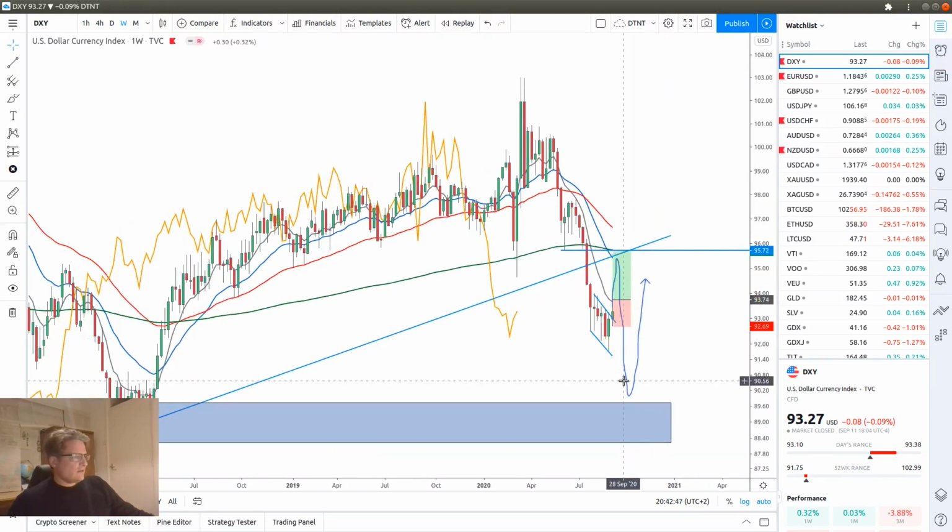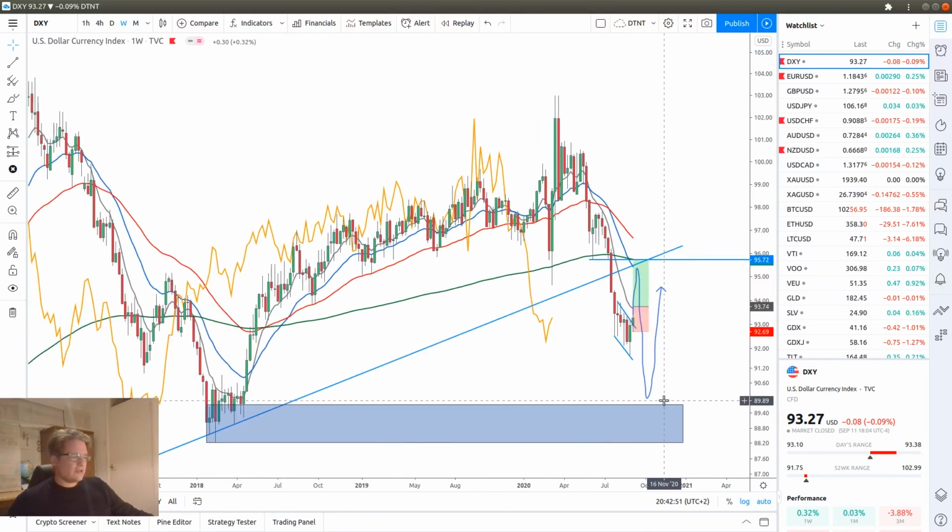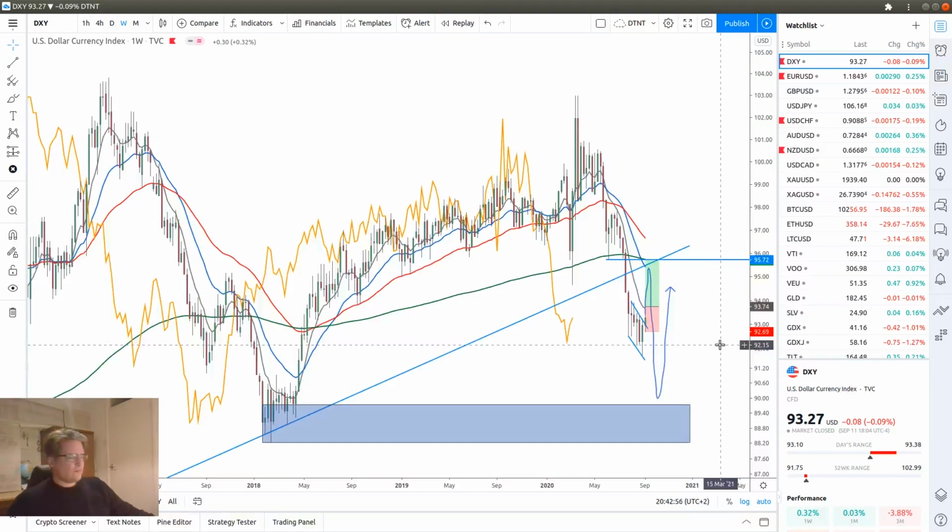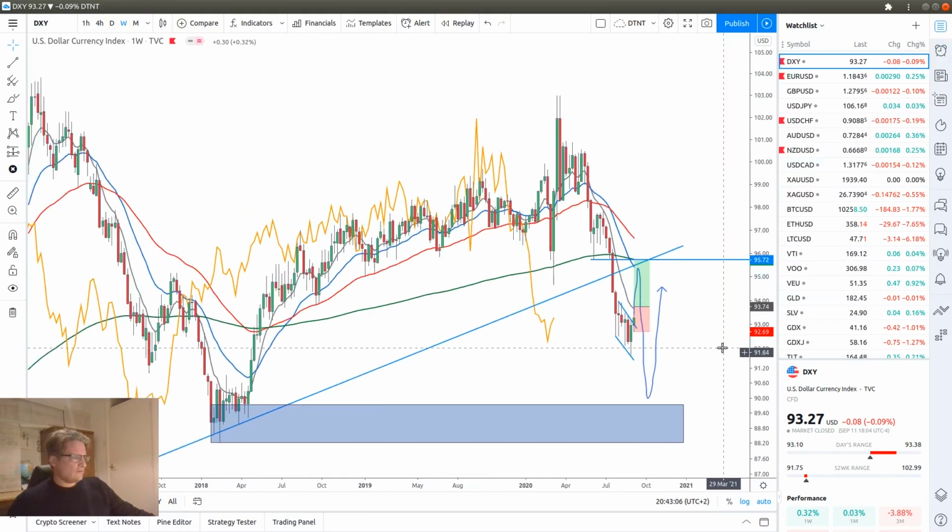After that, I believe we will see a bounce lower again, because I do expect more pressure on the dollar because of all the printing that the Federal Reserve Bank is doing, and also because of the elections that are coming, which will cause a lot of uncertainty for the United States, and therefore for the dollar.